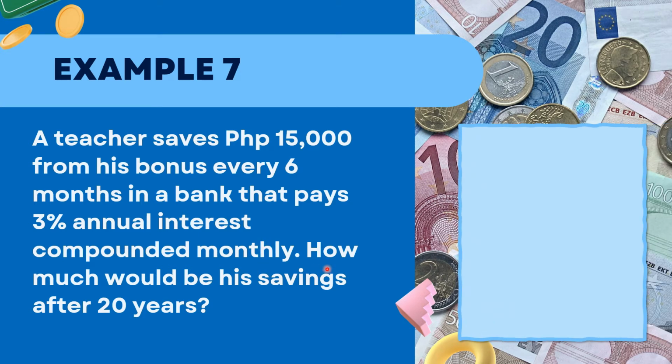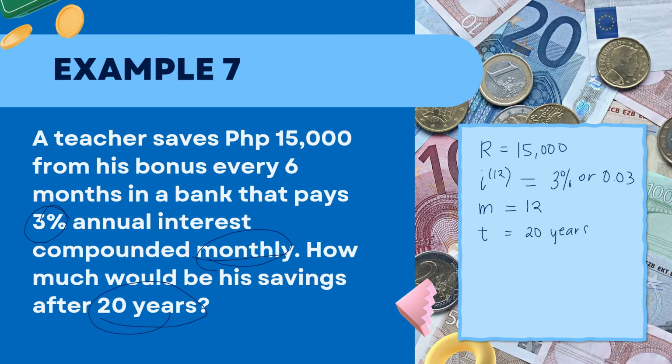Then, identify na po natin kung ano yung mga given. Ano po ba itong 15,000? Nag-save daw siya ng 15,000 sa kanyang bonus every 6 months sa bangko. So, yun yung regular na niyang hinuhulog every 6 months sa bangko. Ibig sabihin, that is the regular payment. Then, ang ating interest rate is compounded monthly, 3% or that is 0.03. Again, ang ating compounding period po is monthly, so M is equal to 12. Then, ang ating term is 20 years.